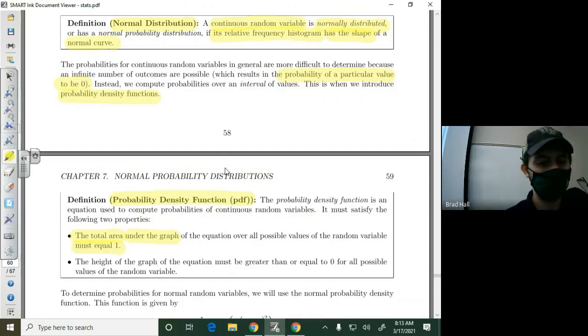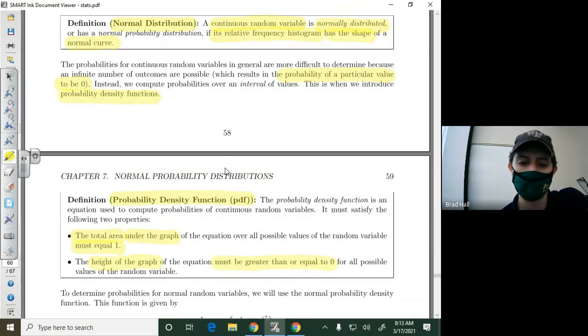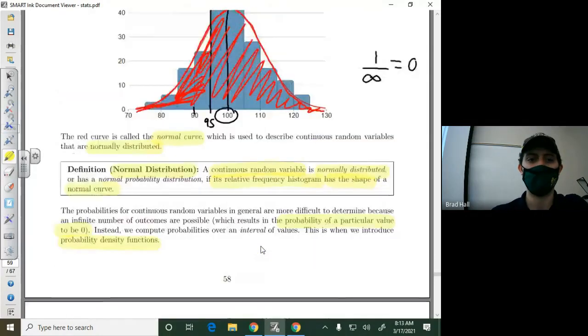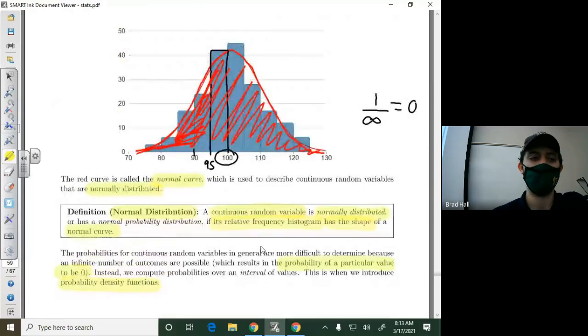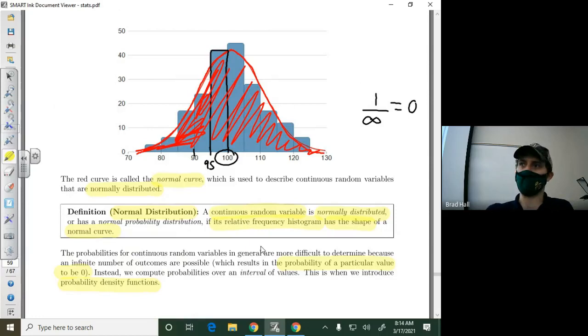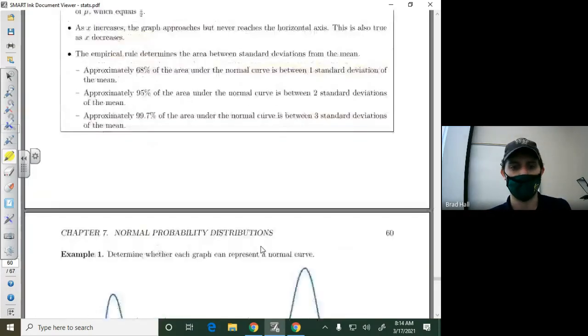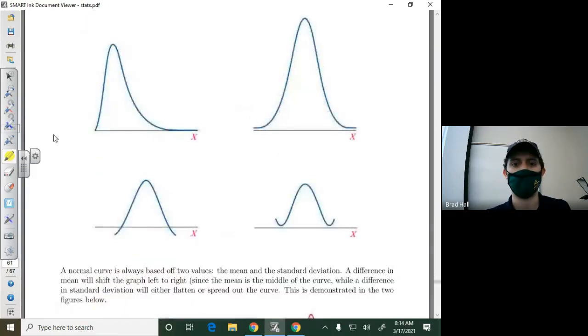Additionally, the height of the graph must be greater than or equal to 0 for all values of the random variable. So basically what that says is that your graph better not fall below the x-axis. Your graph should converge towards the x-axis. And we'll see examples of this. Actually, I have a few examples in example 1.